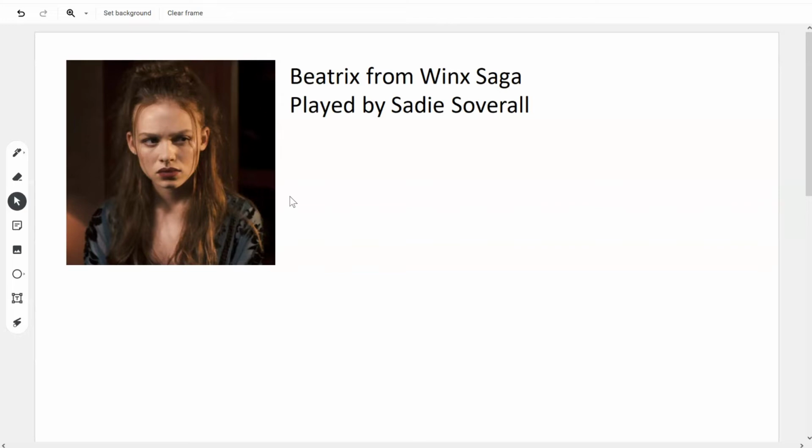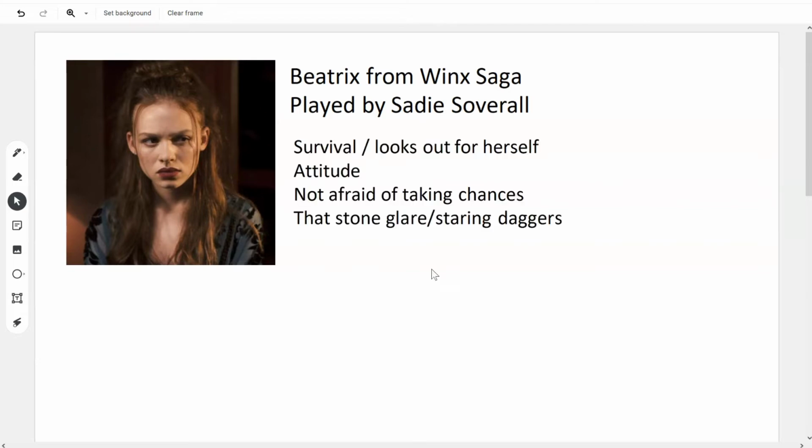But I could have her as a visual for me when I'm writing the story to help remember certain traits that this actress portrays as Beatrix from this Winx Saga show. Some of the things I picked up while watching Sadie play Beatrix on the Winx Saga show is, she's all about survival. She's all about looking out for herself. And Marissa, the main character in my short story, is also in that survival, looking out for herself mode, especially after the big incident happened in Village A, and now she's in Village B.